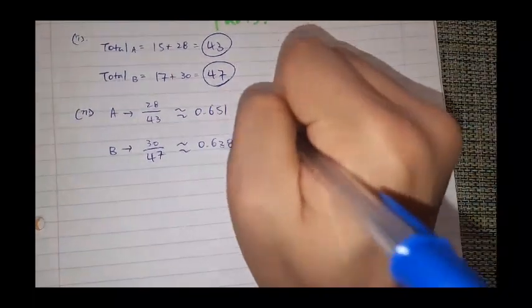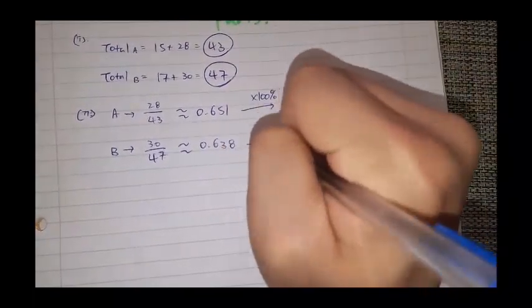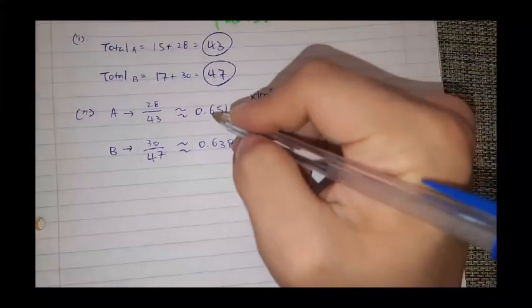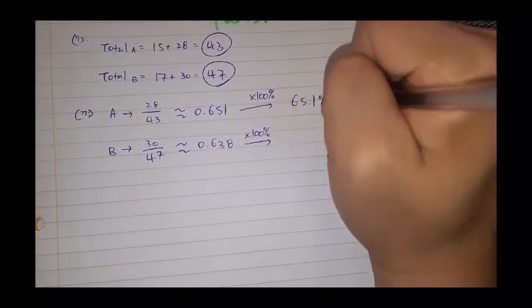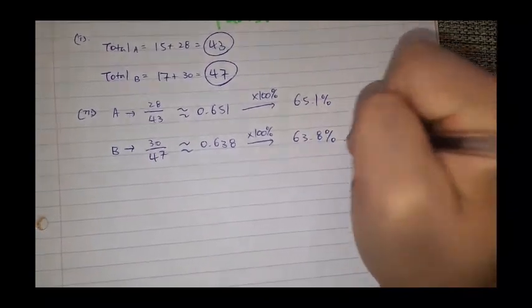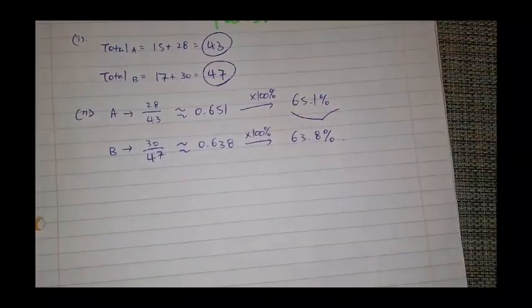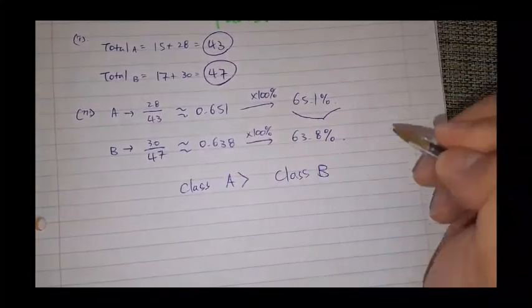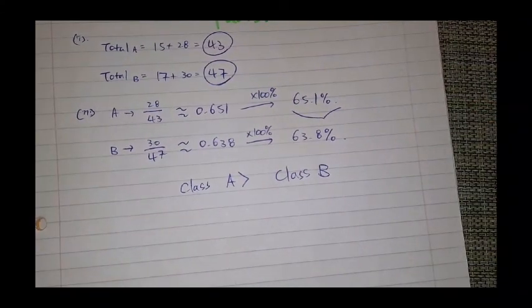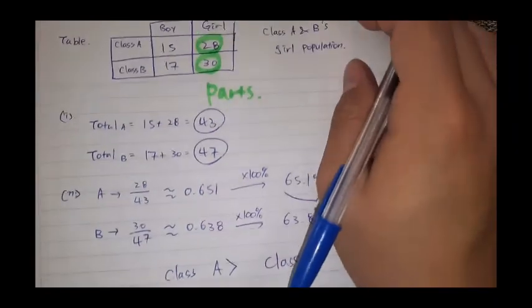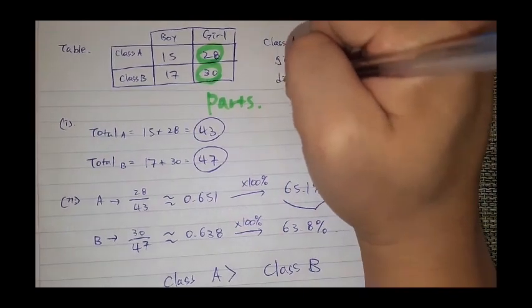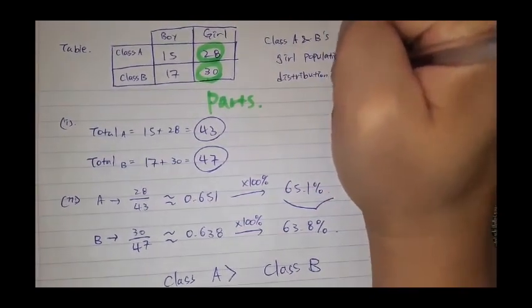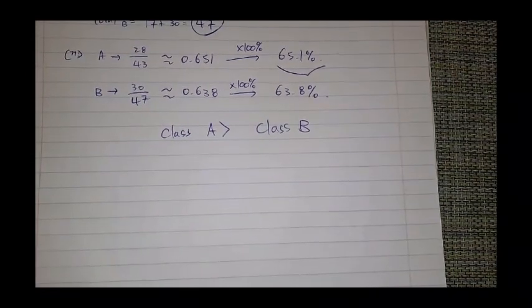Which means I can multiply by 100%. And this part you don't need a calculator because it's 2 bunny hops to the right. 65.1%, 63.8%. You know that when it comes to percentage, class A has more girl proportion or girl population percentage than B. So this, I guess, is population distribution. But in any case, that's how you compare. And that is my review, ladies and gentlemen.